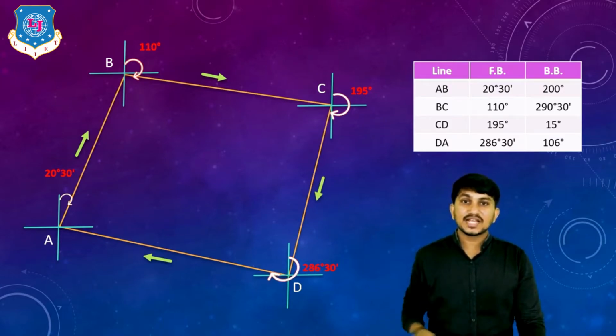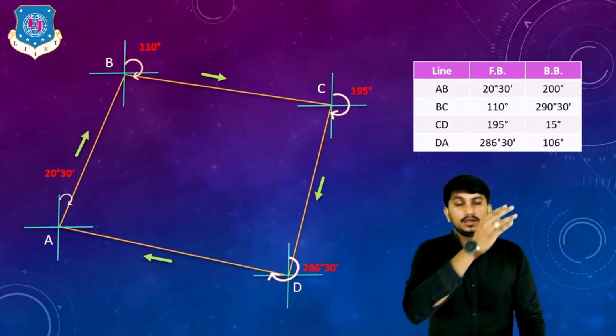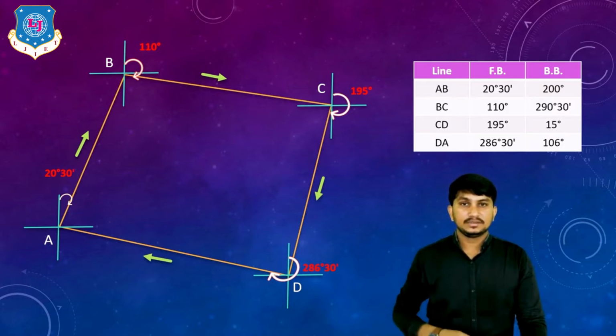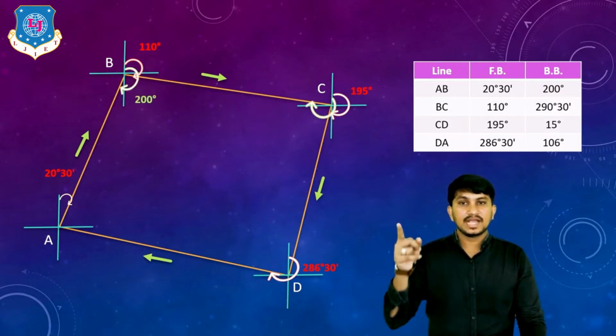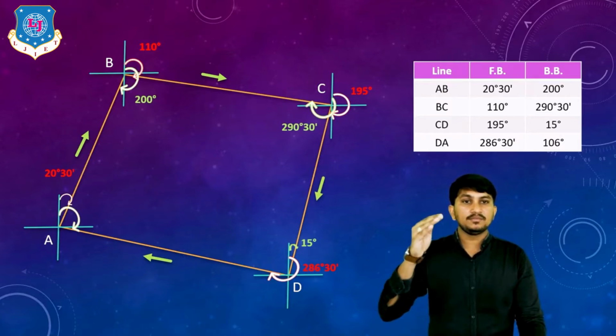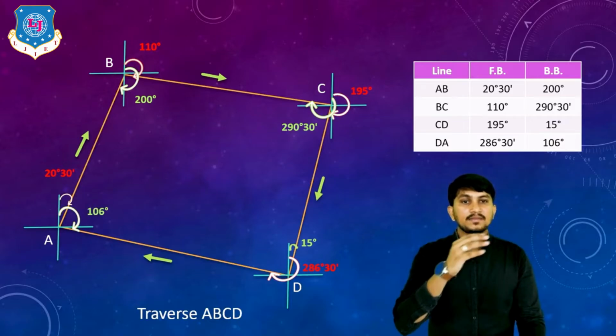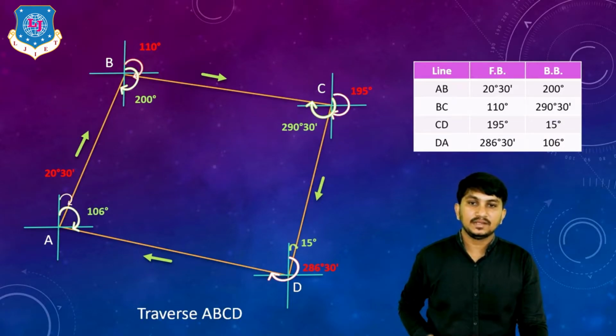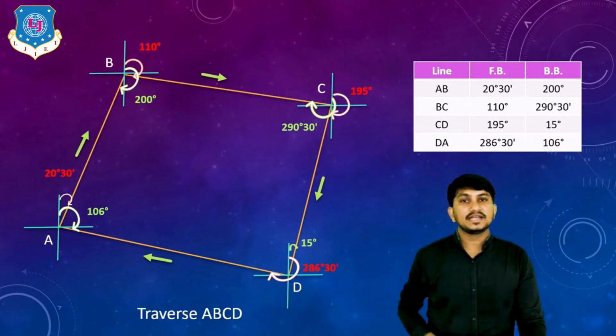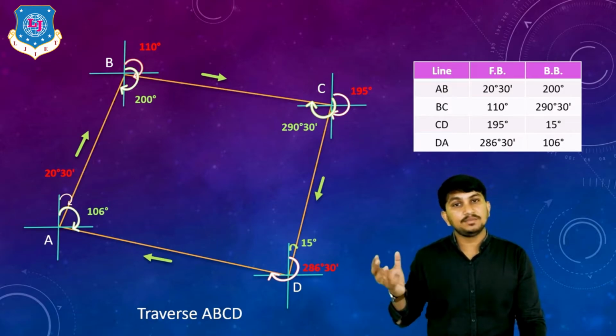After this, we can check our traverse by drawing back bearings of each line. Back bearing of AB is equal to 200 degree, exactly 200 degree. Then back bearing of BC 290 degree 30 minutes. Back bearing of CD 15 degree, and back bearing of DA 106 degree. This is the whole traverse ABCD. This is how traverse can be made.